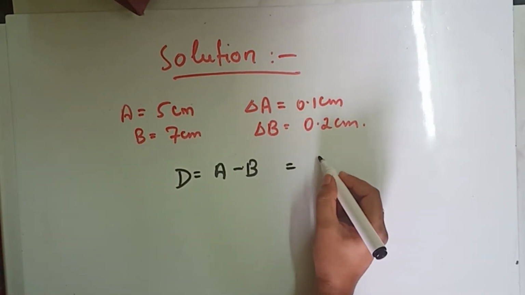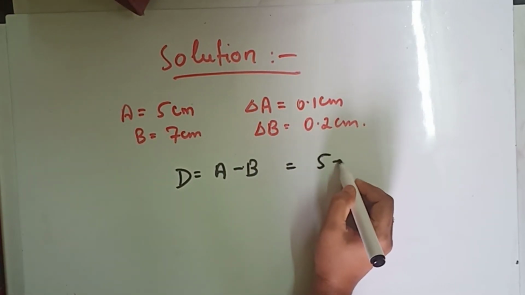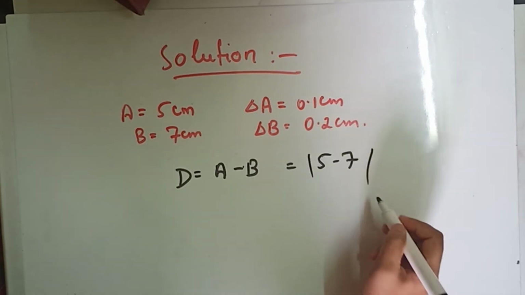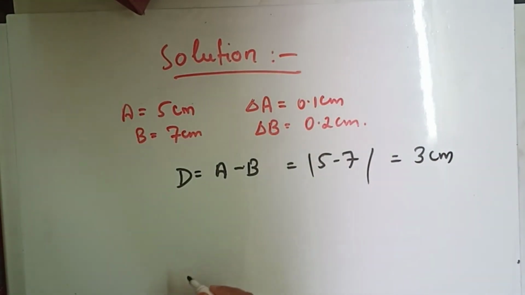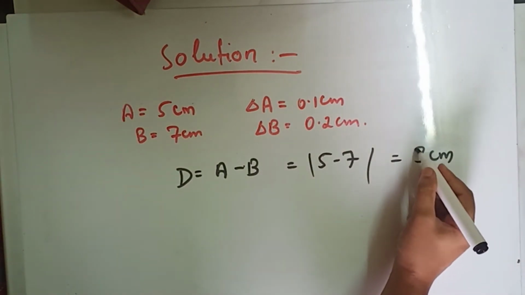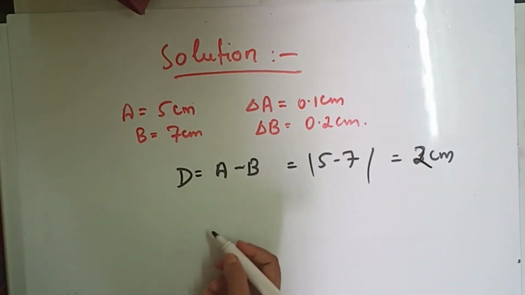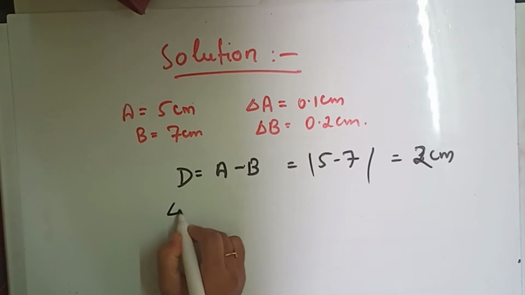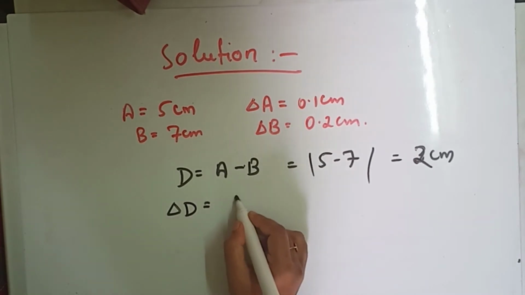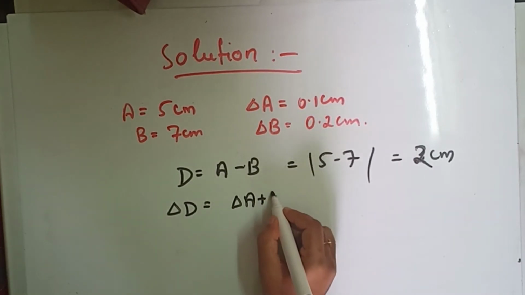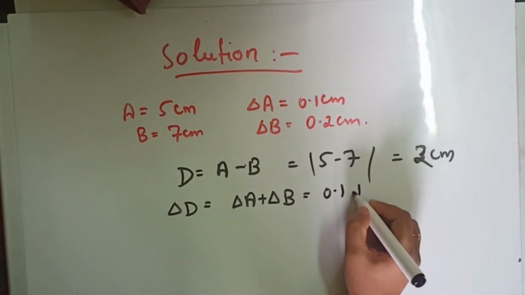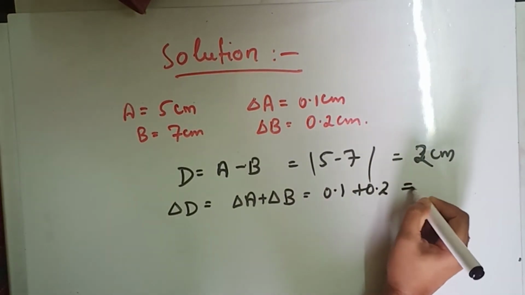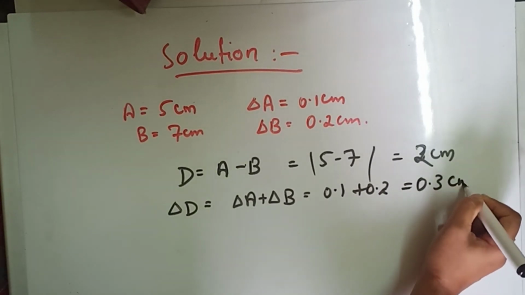Difference I denote by D. Suppose A minus B. 5 minus 7, here we will take the mod since they have asked only difference. So it is 2 centimeter. So difference is 2. Even though it's minus 2, we are taking modulus. Okay. Now absolute error, even though the quantities are subtracted, absolute errors have to be added. Keep this in mind. So it comes out to be the same, 0.3 centimeters.